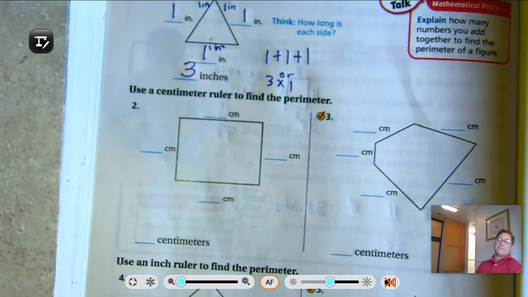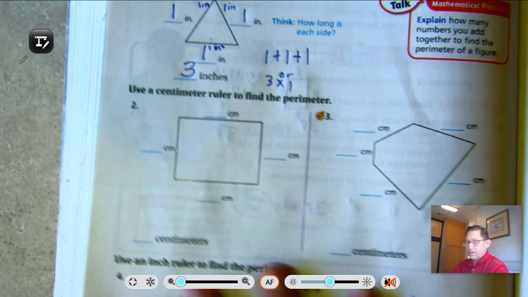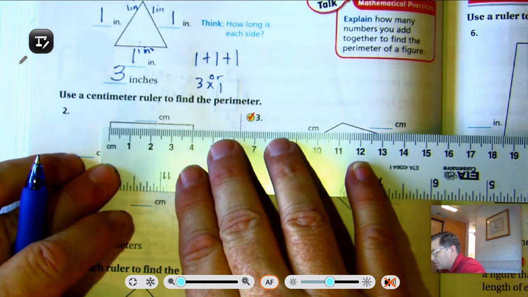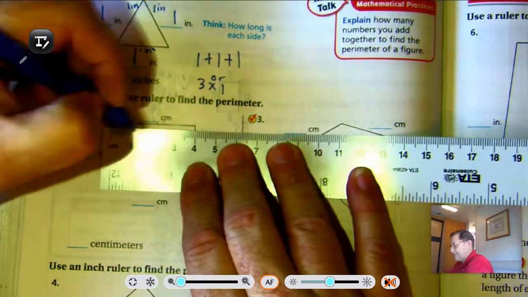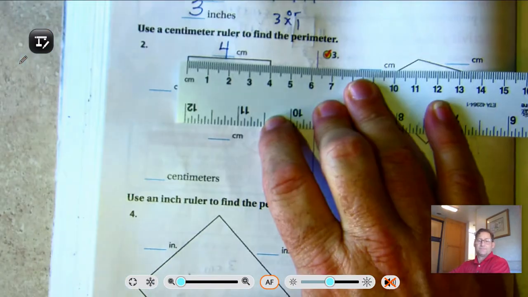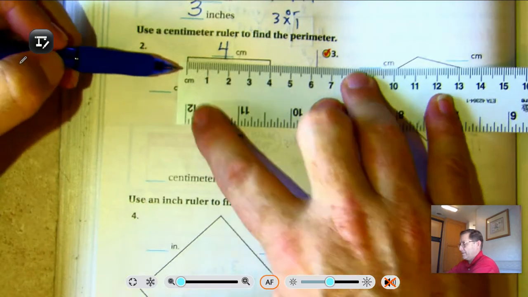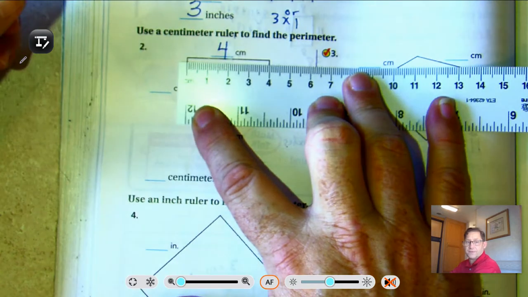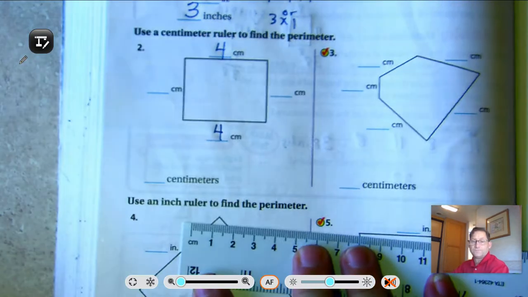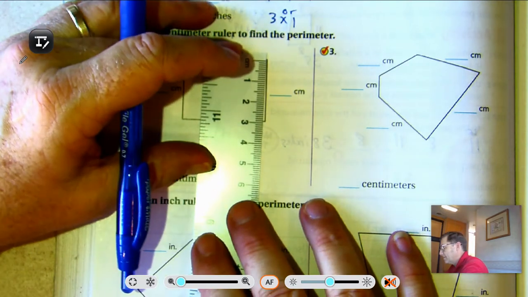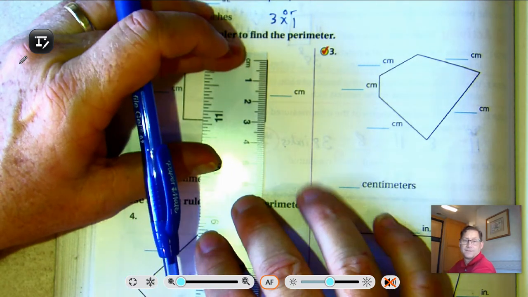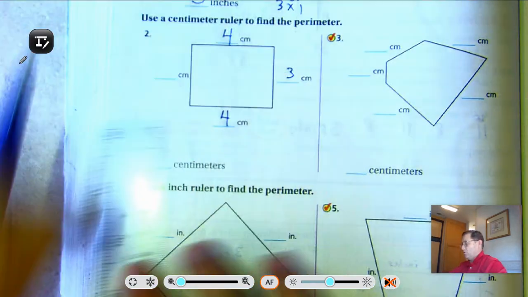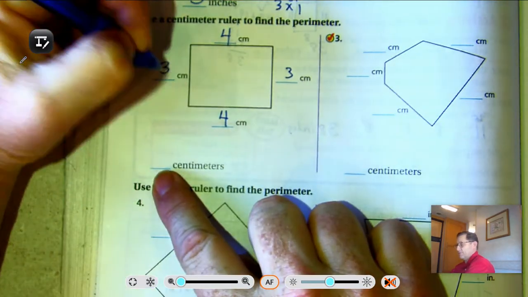Number 2, use the centimeter ruler to find the perimeter. All right, so this looks like a rectangle. But let's see. So line up there, 0. So this length is 4 centimeters. From 0 to where it ends, it stops at 4 centimeters. So I know the bottom is also 4. How about the side? Start at 0, and it ends at 3. So if that side's 3, this side's 3.